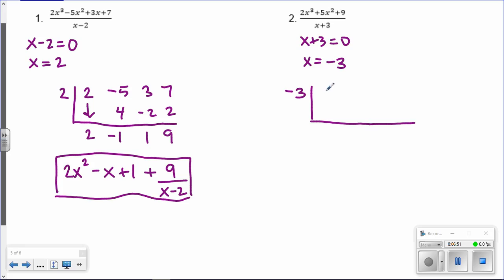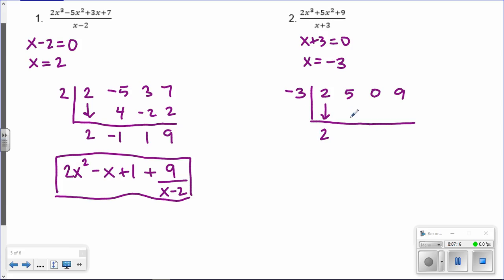So when I go to write this, I'm going to have 2, I have 5, and because there's no x term, I'm going to fill in with a 0, and then I'll have my constant of 9. That's important. This won't work if you forget to hold that place. So if it's missing something, you just put a 0 in place of it, and then you can continue on with your synthetic division. All right, so first thing, bring down the 2, multiply.